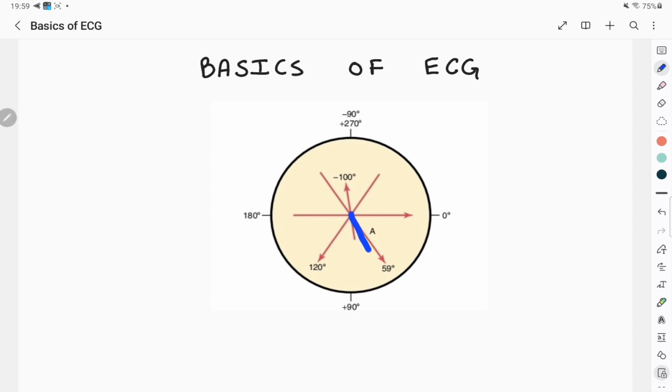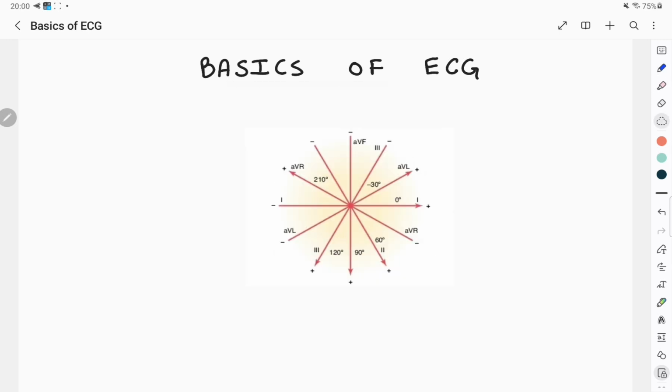In a healthy heart, the average electrical path during ventricular squeezing points downward and to the left at about plus 59 degrees. This happens because the apex of the heart remains positive while the base is negative. Each ECG lead acts like a camera looking at the heart from a specific angle. The straight line between the lead's negative and positive electrode is its axis. The axis of lead 1 is 0 degrees, lead 2 is 60 degrees, and lead 3 is 120 degrees. aVF is 90, aVL is minus 30, and aVR is plus 210 degrees.